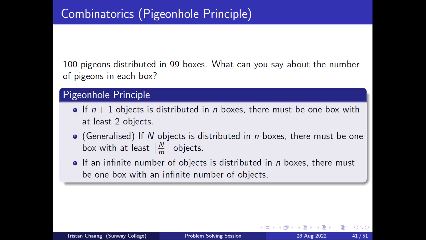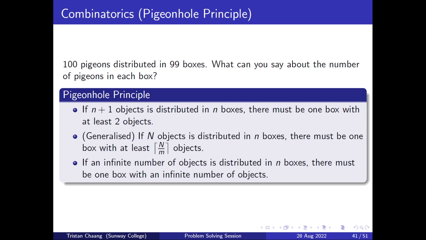Now, there's a generalized form. For example, if I have 100 boxes and I put 101 objects, at least one box has 2 objects. But if I put 201 objects, then I can guarantee one box with at least 3, right? So generalizing, you can say this: if N objects are distributed in, sorry, that should be M, not N, M boxes, there must be one box with at least this number of objects.